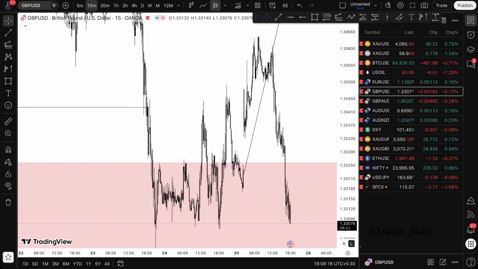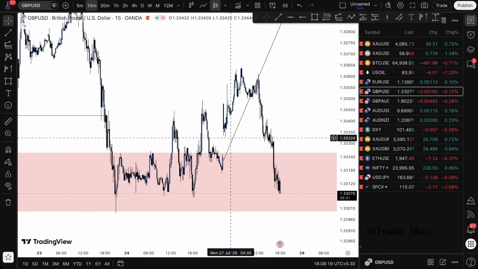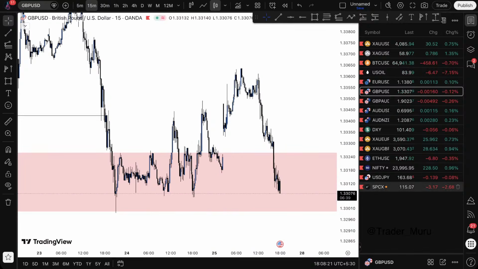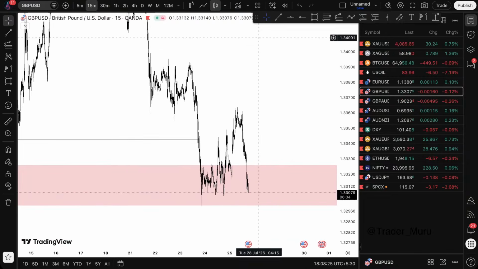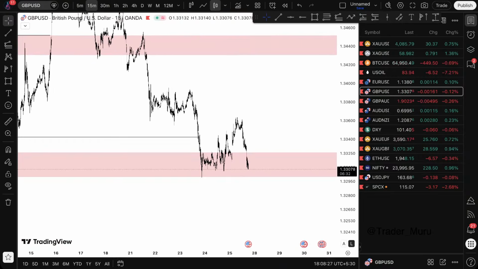GBP fail. Wait for a new break. It will not test our QML now. It will break below and retest here, drop more.